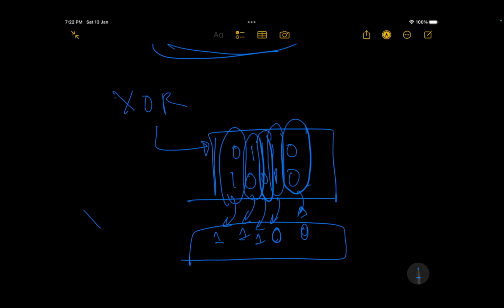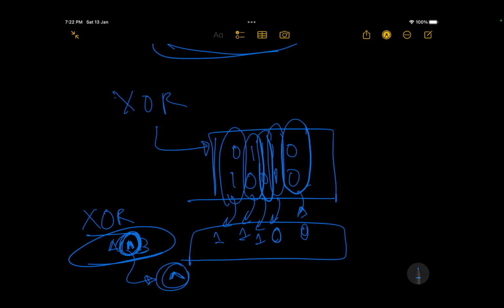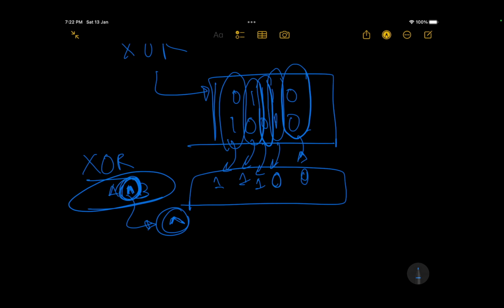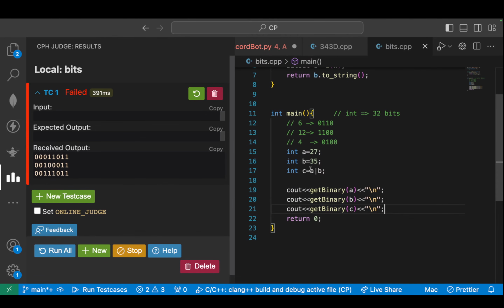Essentially, XOR of two numbers A and B. So this symbol right over here is the symbol for XOR. Okay. So what it says is that A XOR B would produce a number C, wherein the bits that are set in only one of the numbers would be set, and all the remaining would remain unset. Let's test it over here. So as I said, the XOR can be represented in this format. So C is equal to A XOR B.